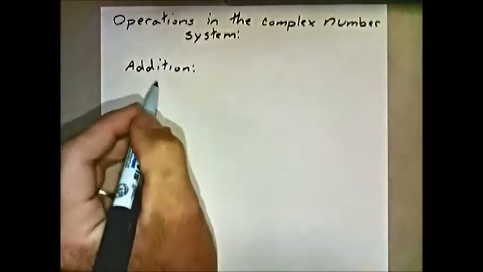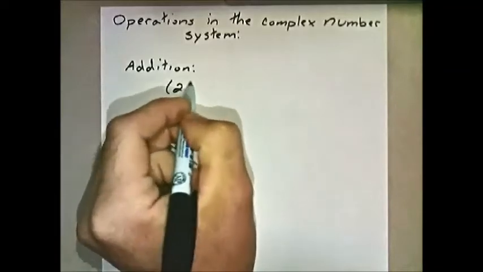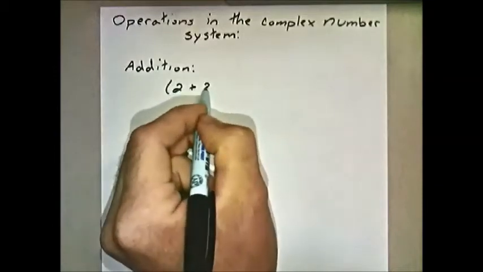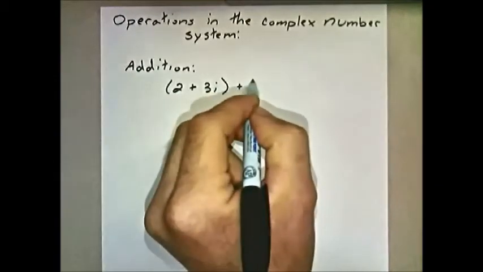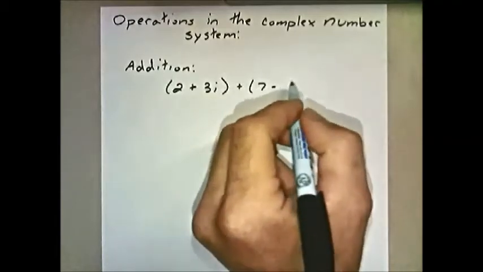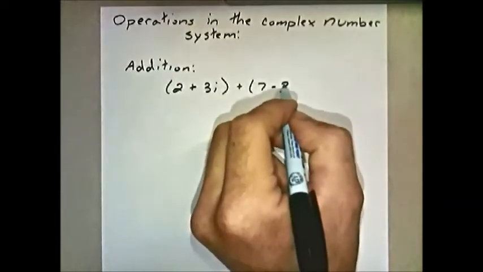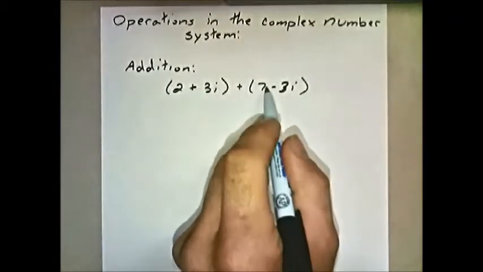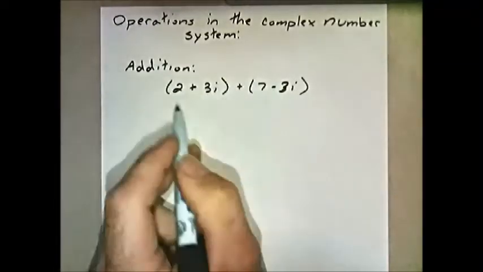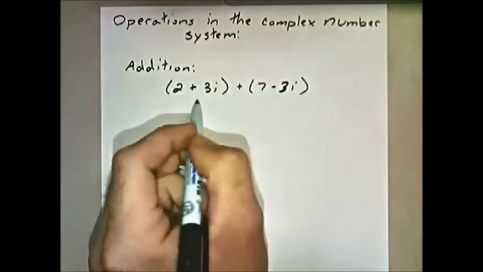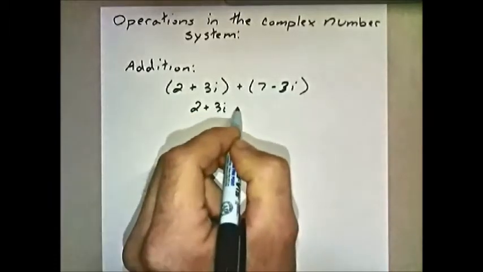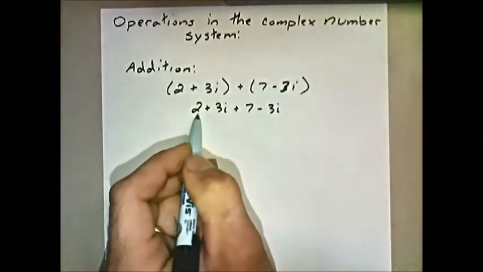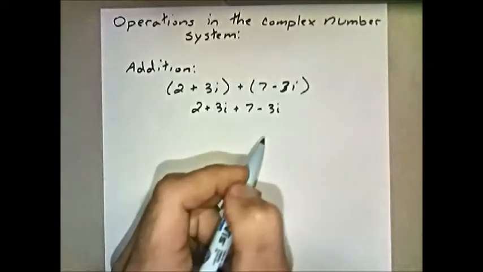Let's begin with addition. To add two numbers within the complex number system, remember a complex number is a real number plus an imaginary number. And we're going to add on another real number, and this time minus a complex number. So if I take 2 plus 3i plus 7 minus 3i, to add these, I can simply get rid of the parentheses, 2 plus 3i plus 7 minus 3i, and then combine like terms, just like we would in the real number system, treating i as a variable.